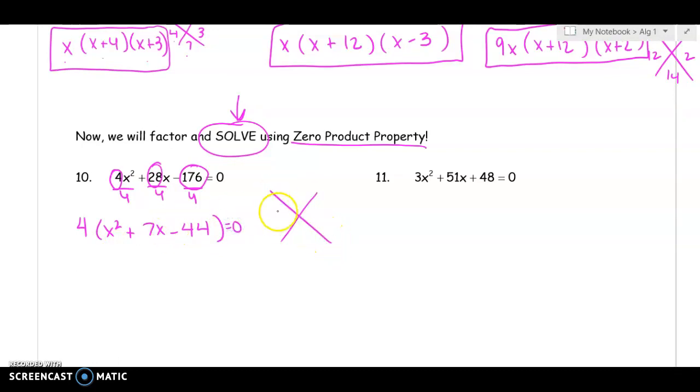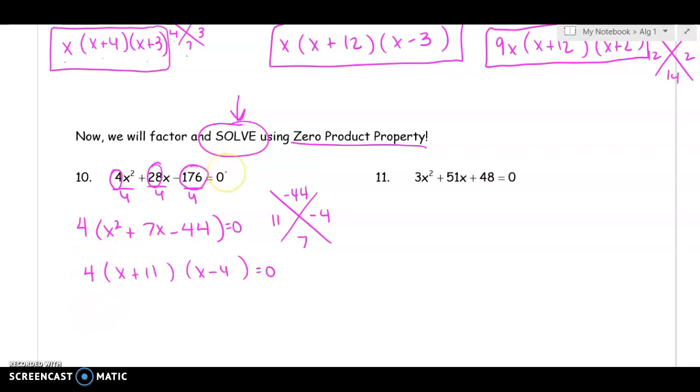From here, you're going to do the box problem. It's got to multiply to be negative 44 and add to be 7. Those two numbers are going to end up being 11 and negative 4. So you make your two sets of parentheses. It'll be x plus 11 and x minus 4. And the 4 is out in front.